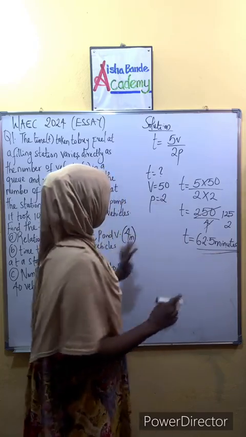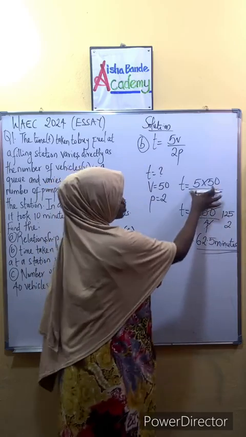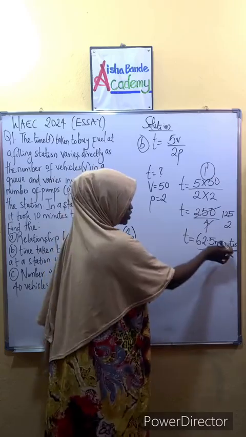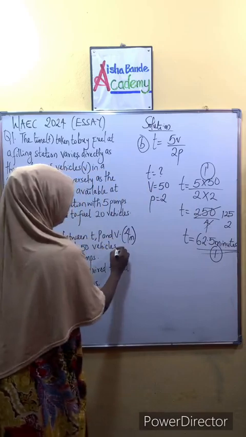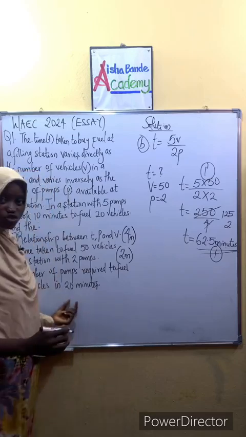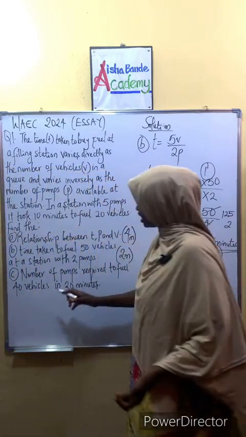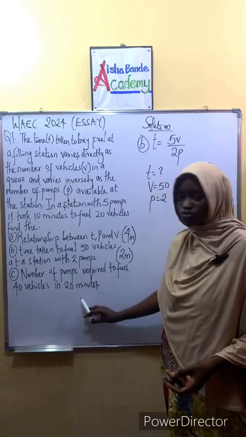So this question 1B now carries 2 marks. When you substitute correctly, you get 1 mark, and when you have your correct final answer with the correct unit, you have another 1 mark. So that means for question 1B, we have 2 marks. So let's move on to the last one, which is question 1C. The question says that we should find the number of pumps required to fuel 40 vehicles in 20 minutes.